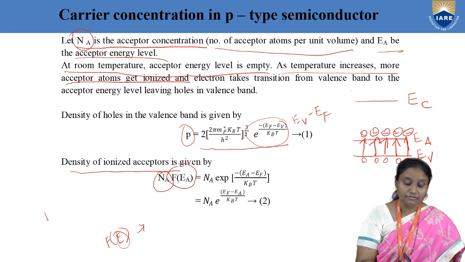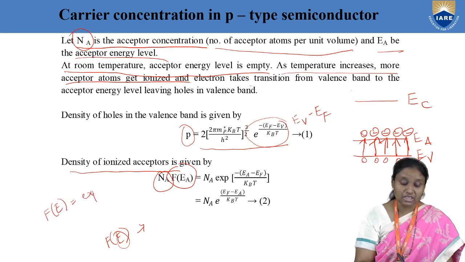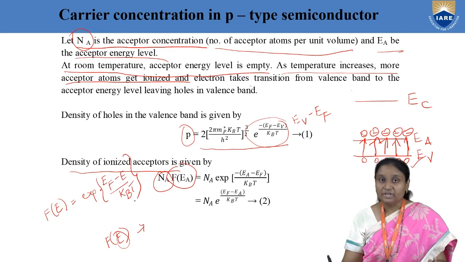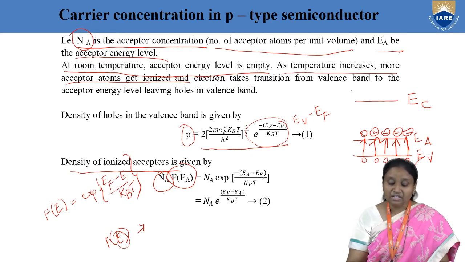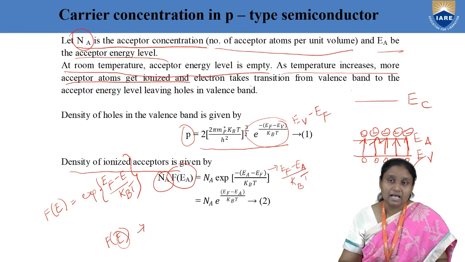We have seen that when deriving the expression for intrinsic semiconductors, F of E is exponential of (EF minus E) by kBT, where EF is our Fermi energy level. Now in place of E, here we have the acceptor energy level. So this I can also write as exponential of (EF minus EA) by kBT, where kB is the Boltzmann constant. So this is the expression for ionized acceptors.